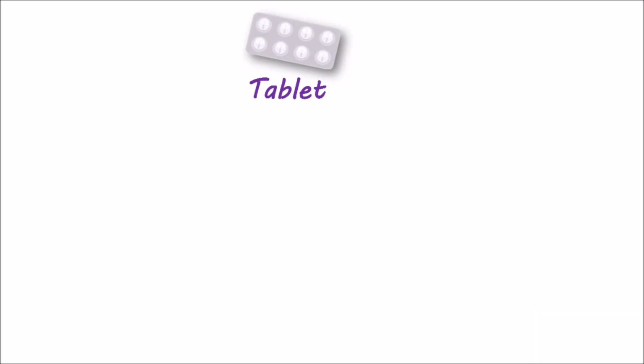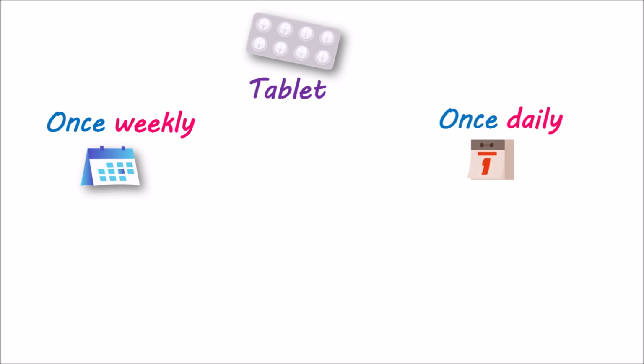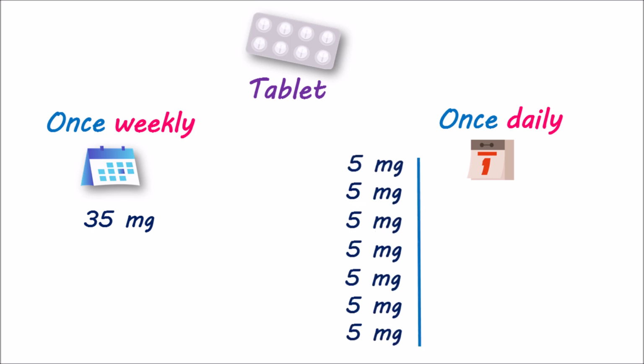You may be given this medication in two ways. It may be given either once weekly or once daily. The dose of alendronate is different in these two formats. Obviously, the weekly dose is higher than the daily dose. However, the net amount of medication taken is the same whether you take it daily or weekly. For instance, you may be given a once-weekly dose of 35 mg of alendronate or 5 mg of alendronate once daily. Both formats deliver the same amount of medication.